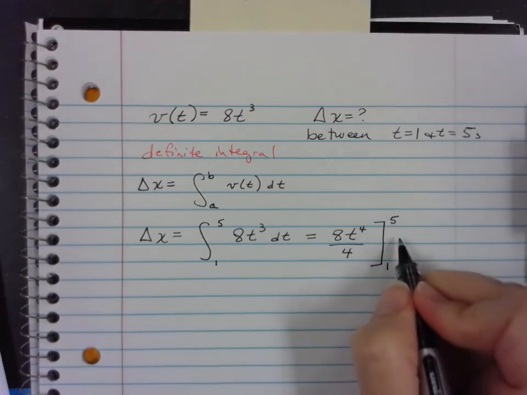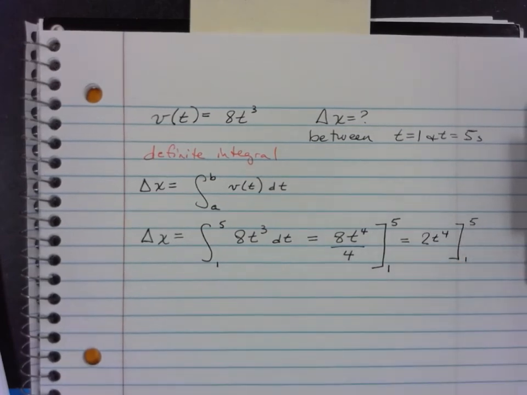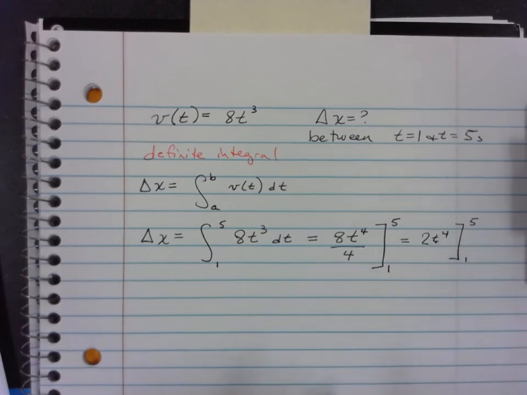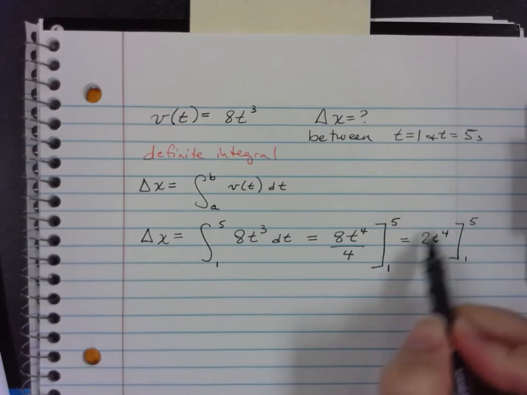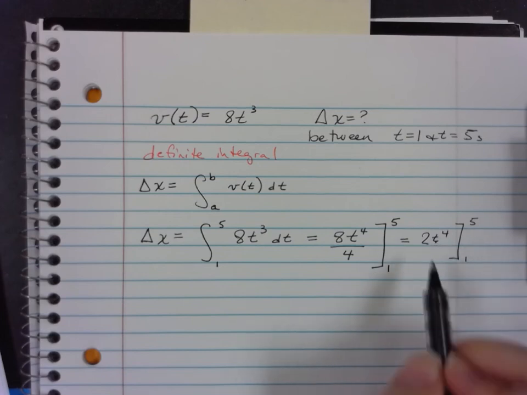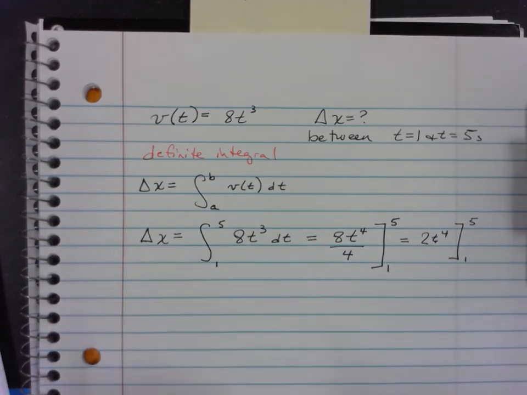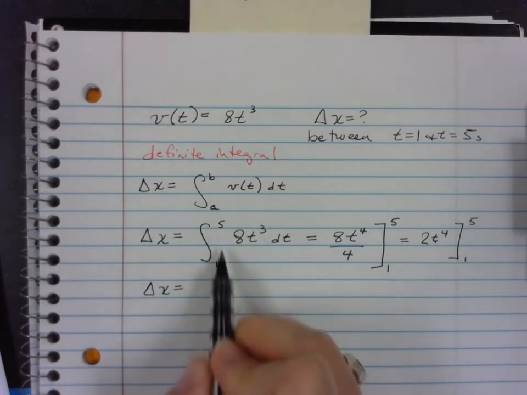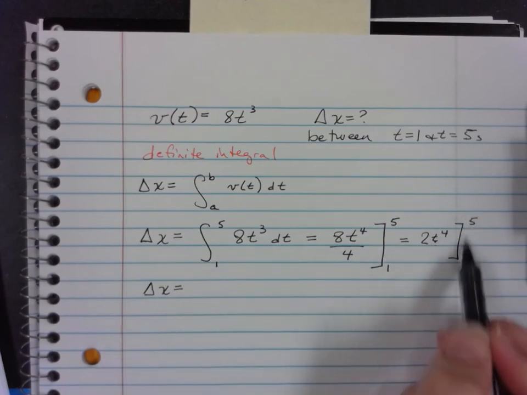So I'm going to simplify this. This is 2t to the 4th. Copy my bracket, 1 to 5. And now I'm going to evaluate this answer at both of these endpoints, and we're going to subtract them. Because essentially what we're doing is when we put 5 in, we are finding the position, the location at 5 seconds. When we put 1 in, we're finding the location at 1 second, and we subtract them to find the displacement. This is, I think, the second fundamental theorem of calculus, that the total area between 2 points is given by the difference in the integral between those two locations.